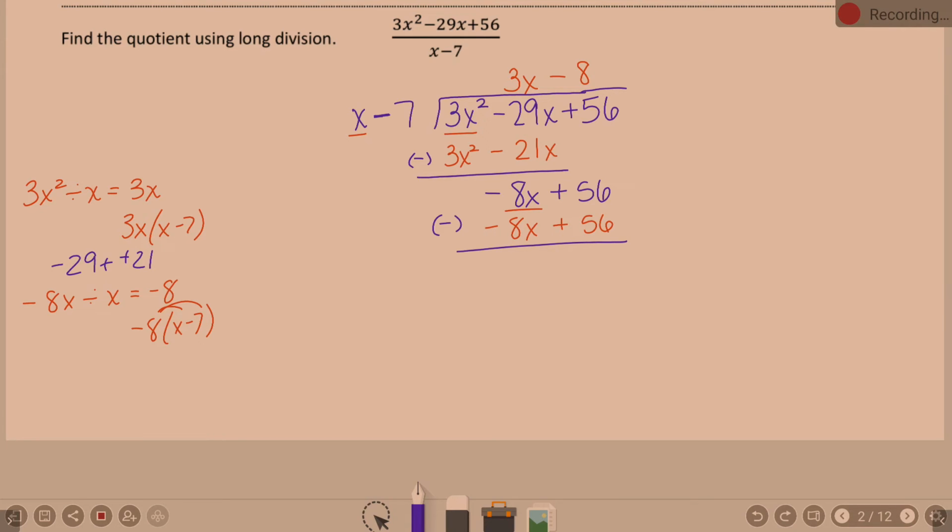And last step is to subtract. What do I get when we subtract? They are identical. They cancel each other out. We get zeros. So we don't have a remainder? Right. Okay, we don't have a remainder, or in other words, our remainder is 0. Our quotient is 3x minus 8. The only way to write this answer is 3x minus 8.